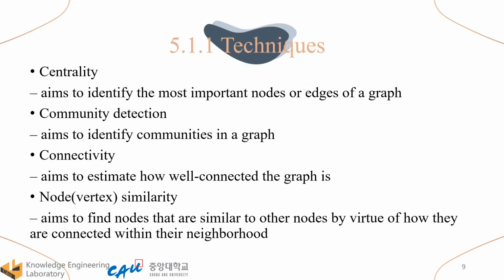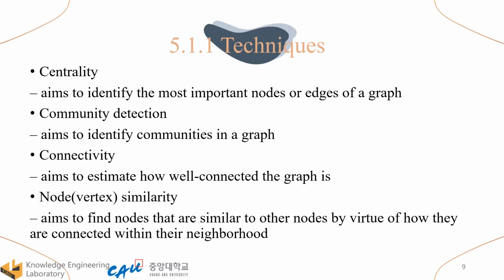A wide variety of techniques can be applied for graph analytics. As our survey shows, there are major techniques such as centrality, community detection, connectivity, and node or vertex similarity. Centrality aims to identify the most important nodes or edges of a graph. Specific node centrality measures include degree, betweenness, closeness, eigenvector, PageRank, HITS, Katz, among others. Community detection aims to identify communities in a graph. In other words, subgraphs that are more densely connected internally than to the rest of the graph.